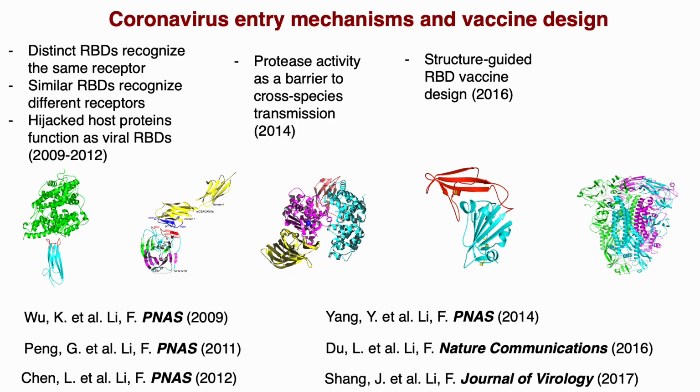Furthermore, we did structure-guided RBD vaccine design and developed a highly effective RBD vaccine against the MERS coronavirus. In 2017, we determined Minnesota's first cryo-EM structure. It was a pig coronavirus spike protein.